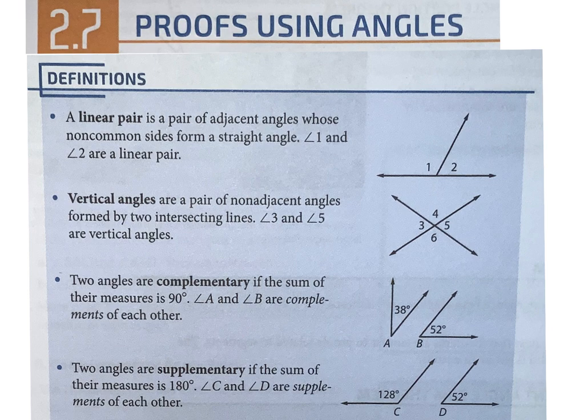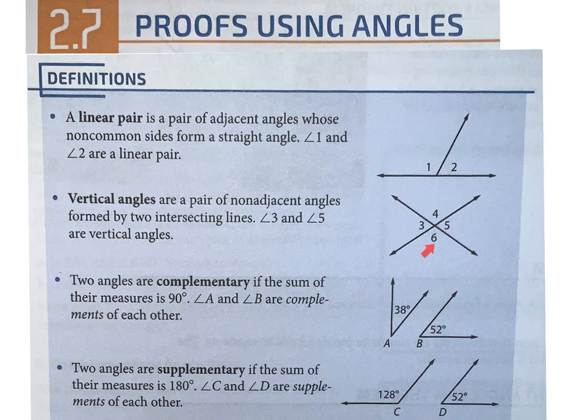Vertical angles. Vertical angles are angles that are formed by two intersecting lines, okay? And they are the opposite angles, not the linear. You can see that these intersecting lines form linear pairs. 3 and 4 would be linear, 4 and 5 would be linear, 5 and 6. But vertical angles are the ones that are opposite of each other. So 4 and 6 would be vertical angles. 3 and 5 would be vertical angles, all right?